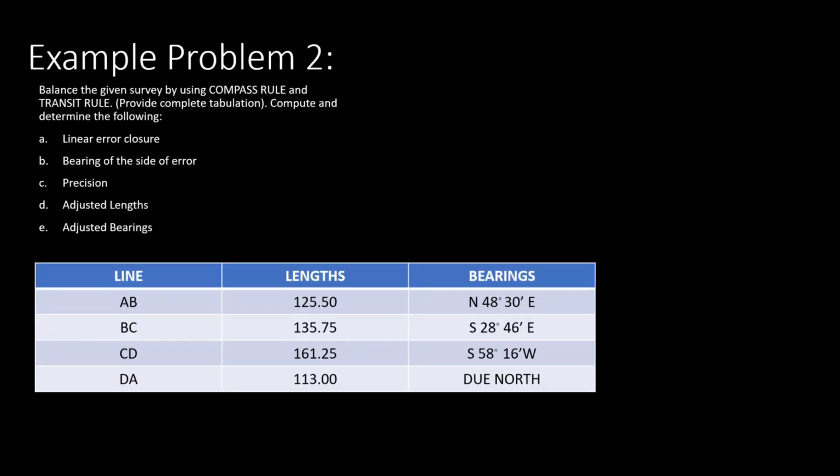So here is our example problem number 2. We are still on balancing of survey. Here is the problem: balance the given survey by using compass rule and transit rule. Provide complete tabulation and compute and determine the following. For this video, we will use the compass rule first.